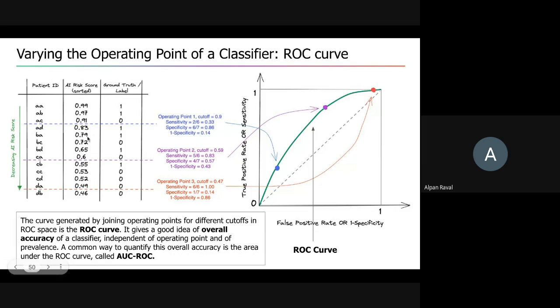Is that clear? Yes, no, maybe? Yes. Okay, good. Now forget about the purple and orange lines for now. Let's just focus on the blue. I call this operating point 1. The cutoff for the operating point is 0.9, meaning any score above 0.9 is predicted to have the disease, or positive, whereas any score below 0.9 is predicted to be negative. That's how we are setting the cutoff.